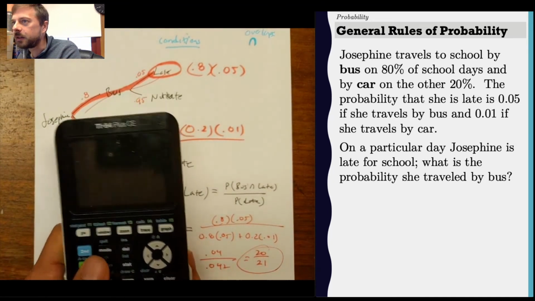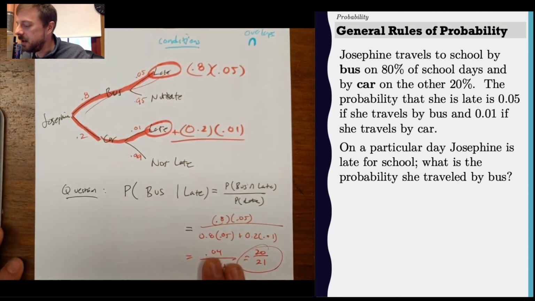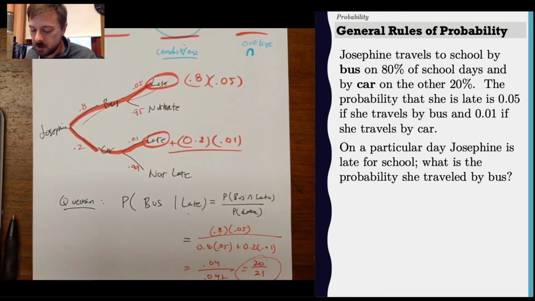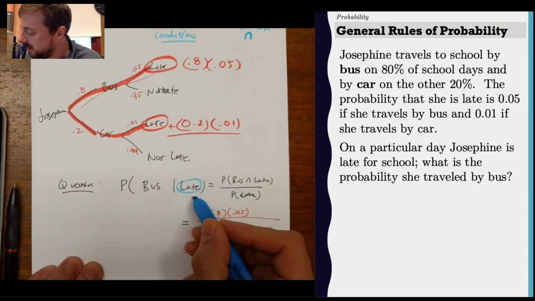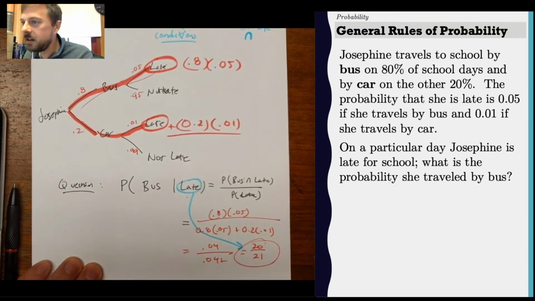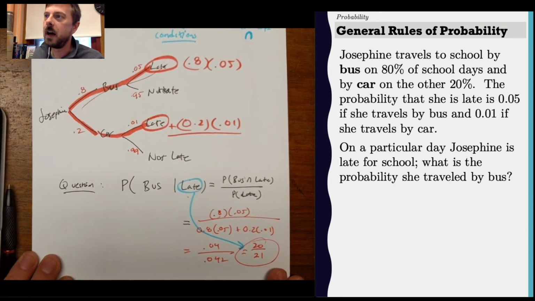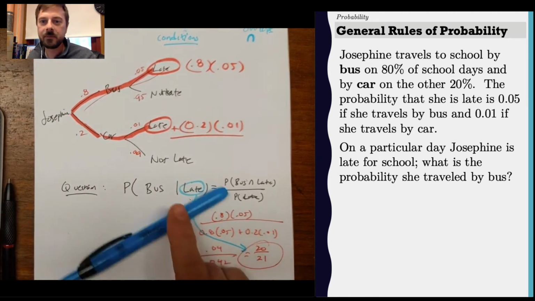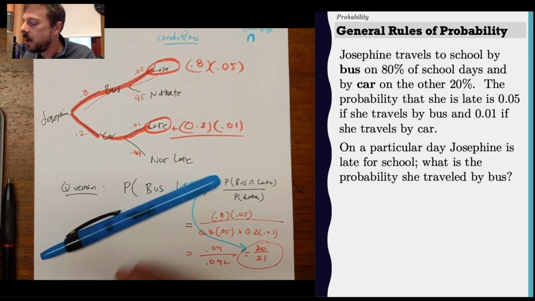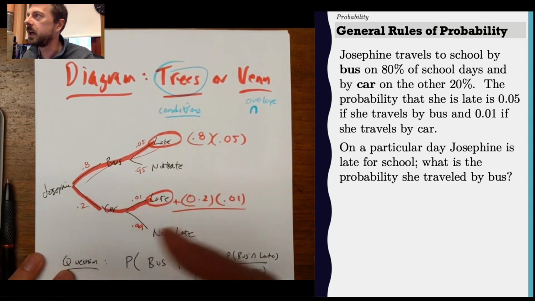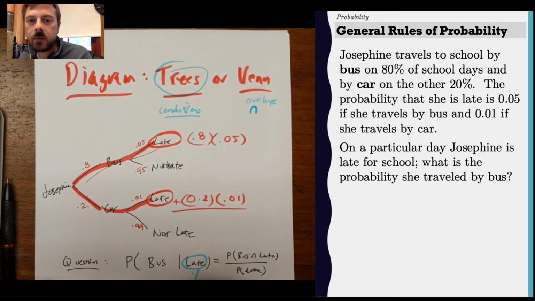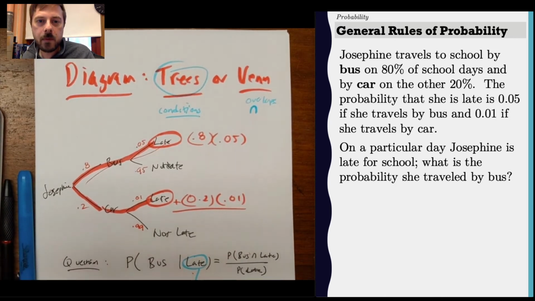So extraordinarily high probability that if we're in a world where Josephine is late, the probability she took the bus is really, really high. If she's late, there's nearly, almost guaranteed, 20 out of 21 times she would have taken the bus. So there you go. That's a nice practice, a kind of straightforward thing. And really what we're reviewing here is doing trees, using a tree diagram to calculate some probabilities. This is one problem. Let's take a look at a couple more problems just for more practice.